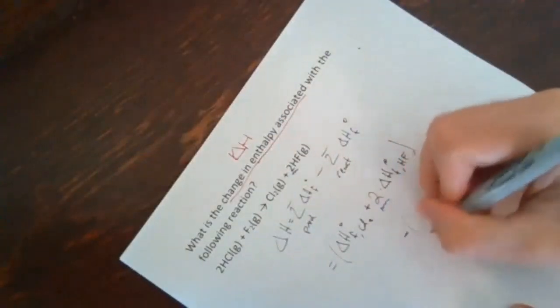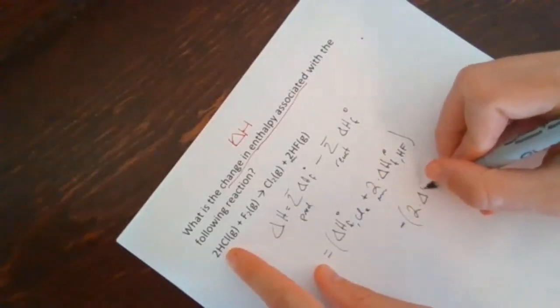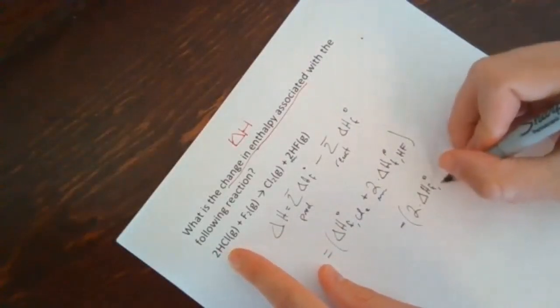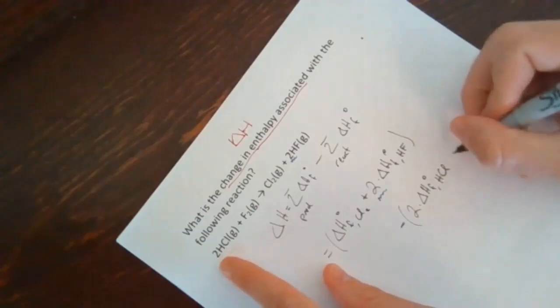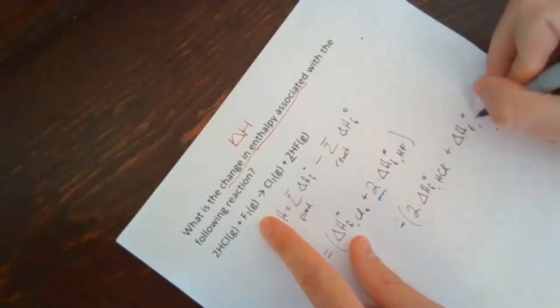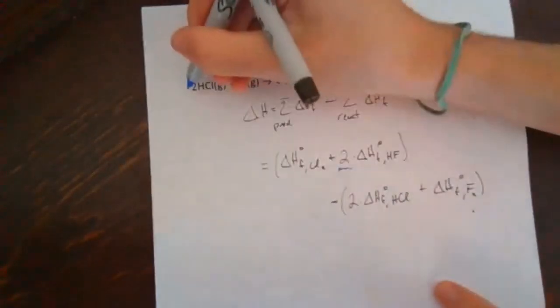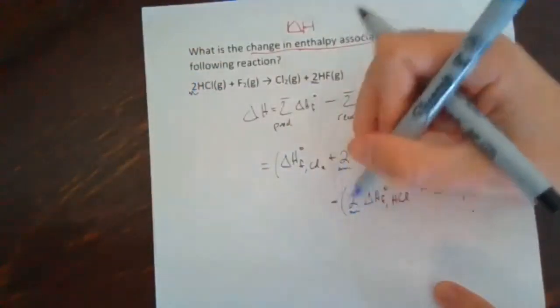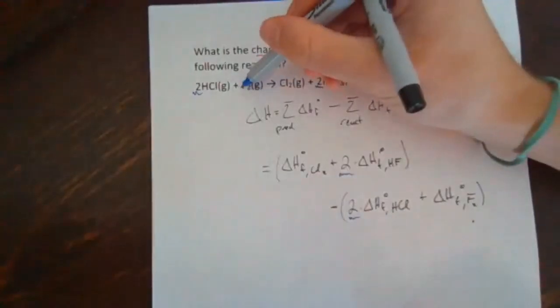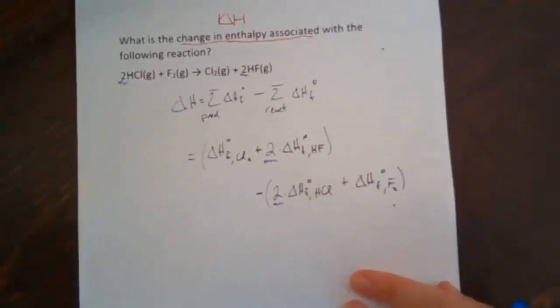So that's the products. We subtract from that all of the reactants added together. So that is 2 times delta HF naught of HCl, again keeping the coefficient, plus delta HF naught of F2. And so again, that 2 becomes that 2. And you'll note there's 1s in there, and you don't write the 1 in both of those contexts.